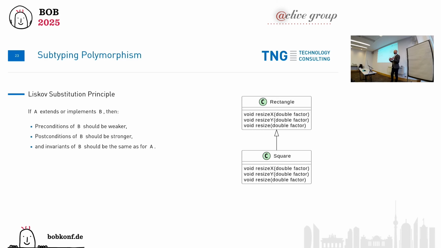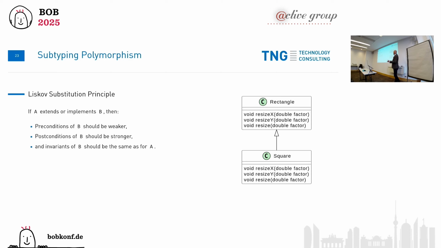On a rectangle, we can resize the two dimensions x and y separately. On a square, this is not possible. We can only resize them together, which brings a dilemma. We could allow resizing x and y independently even for a square, but then it's not a square anymore, so we are breaking our invariant. Or we resize x and y together proportionally for squares, but then we are weakening the postcondition of the superclass, the postcondition that resize x only touches the x-axis and resize y only the y-axis.